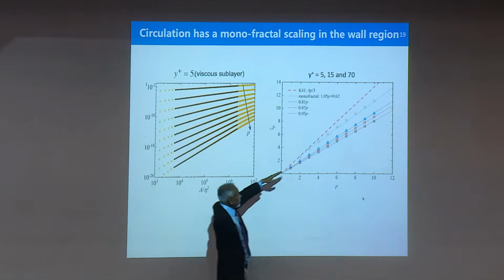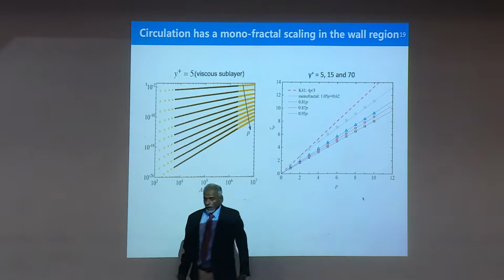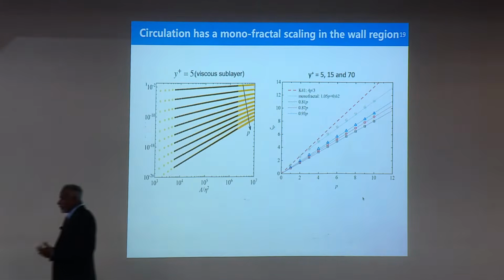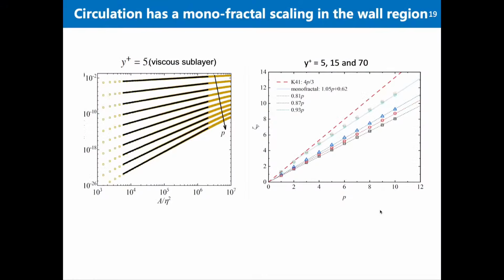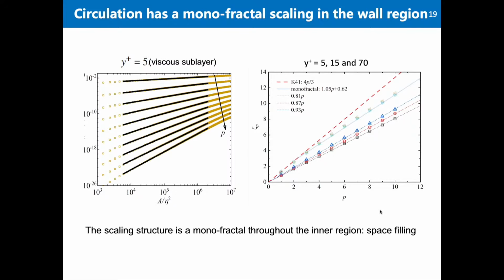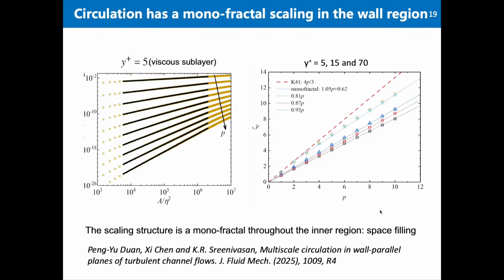But this thing here, the slope changes, and we will ask, what does it really mean, and what are the big implications that it might have for our understanding of turbulence. The scaling structure is a monofractal throughout the inner region, space filling nonetheless. This is the paper in which it appeared. So let me summarize this so we can have a common basis on which to discuss it a little bit.